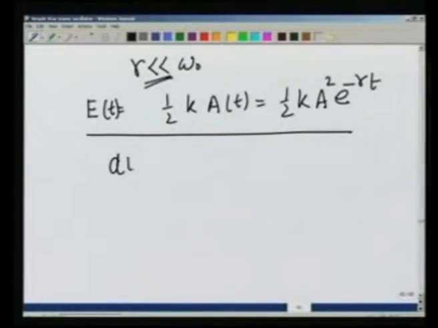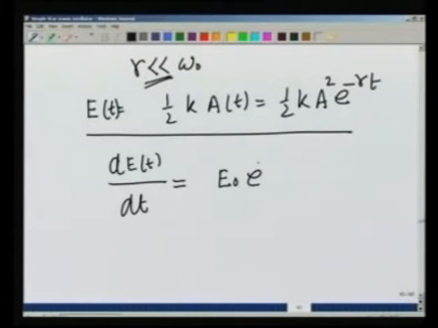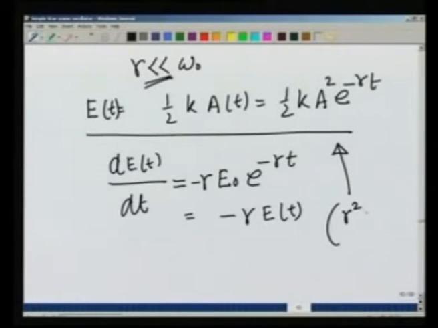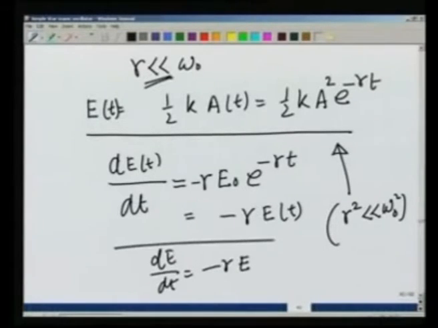Let us see how it decays. dE(t)/dt, you will see, is E 0 e raised to minus gamma t times minus gamma when I take the derivative. So, this is really minus gamma E(t). In writing this form of the energy, I have neglected gamma square in comparison with omega 0 square. This you should keep in mind. So, the energy really decays as dE/dt equals minus gamma times the energy present at that time.